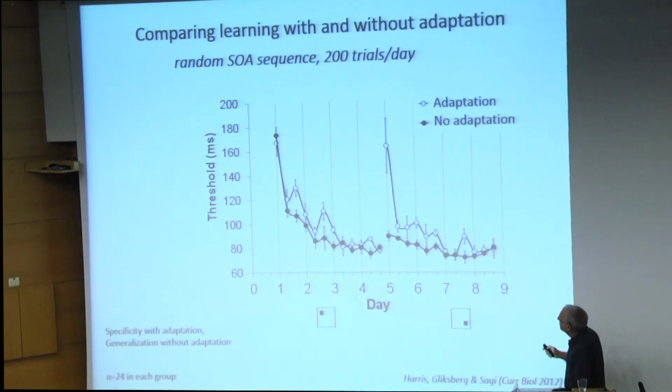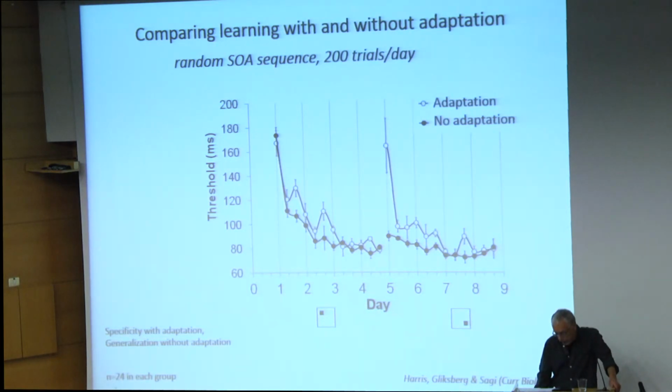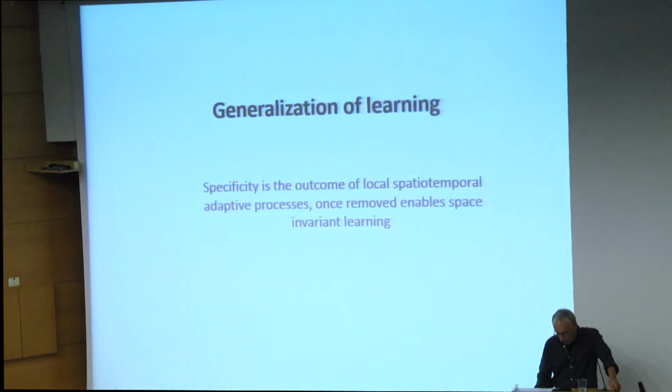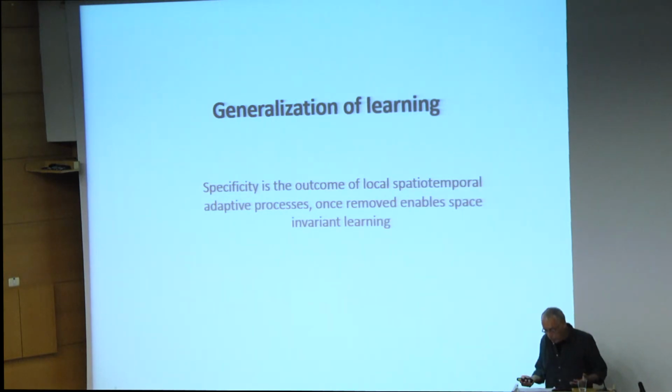But more surprisingly, with adaptation, we get the typical specificity. Once we move the target to a new location, performance goes up, but without adaptation, we don't get specificity. So we conclude that specificity is the outcome of local spatial temporal adaptive processes. Once removed, they enable space invariant learning. So that makes adaptation really a main suspect for specific learning.